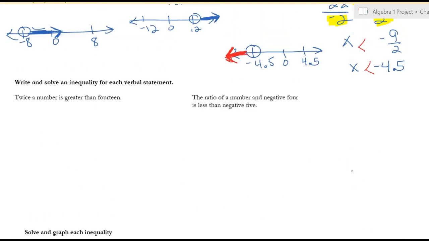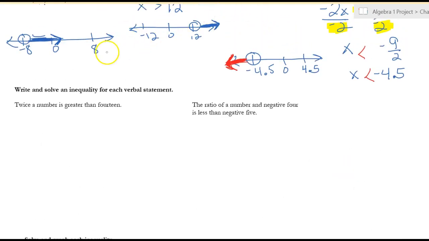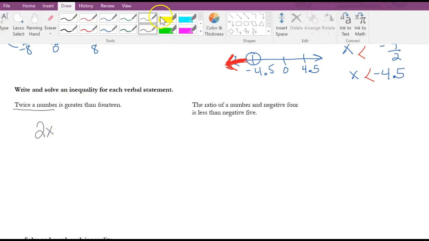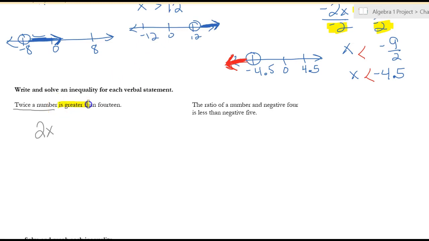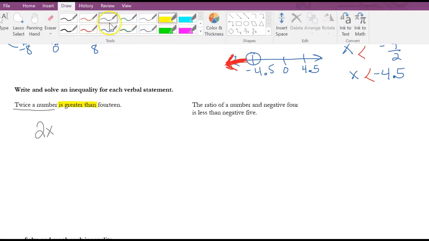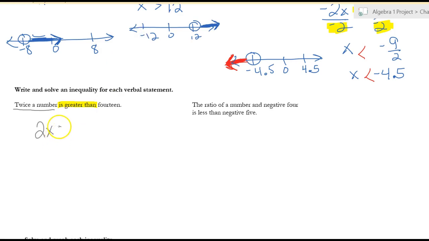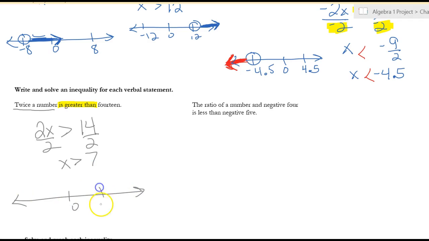All right, now let's go back up to these word problems. So, write and solve. Okay, twice a number. So twice a number is when I do 2 times a number. Is greater than. Remember, whenever you see the is, you follow what it is, and it says is greater than 14. And now you would solve. So x is greater than 7. So open circle at 7, going to the right.